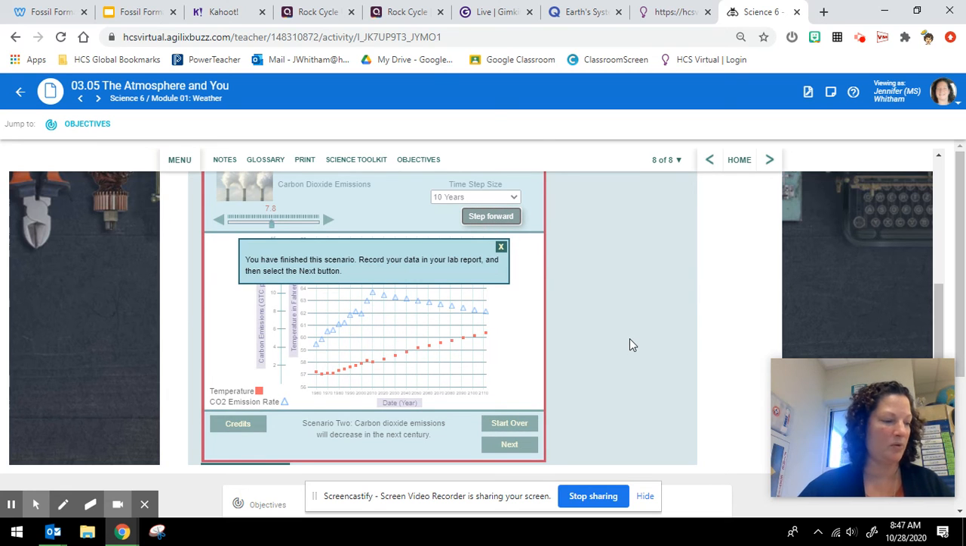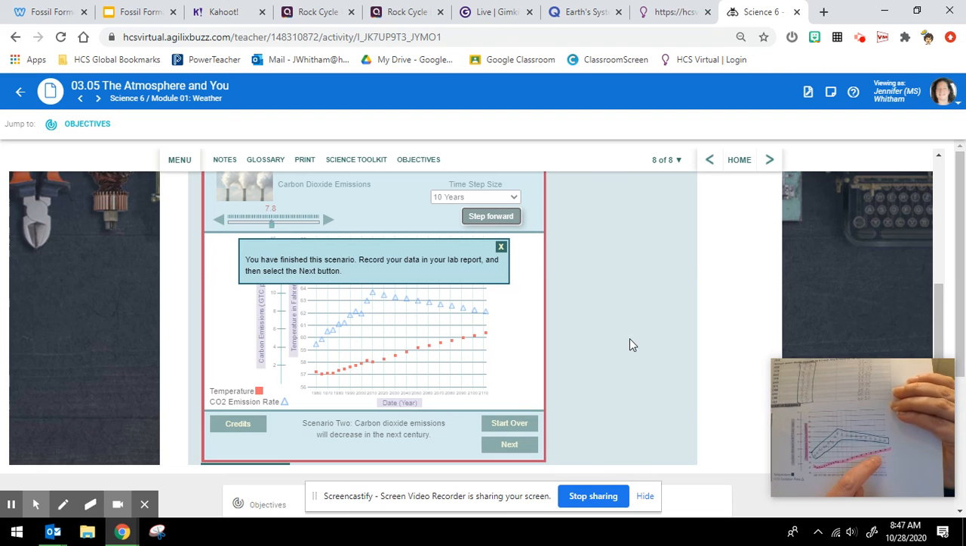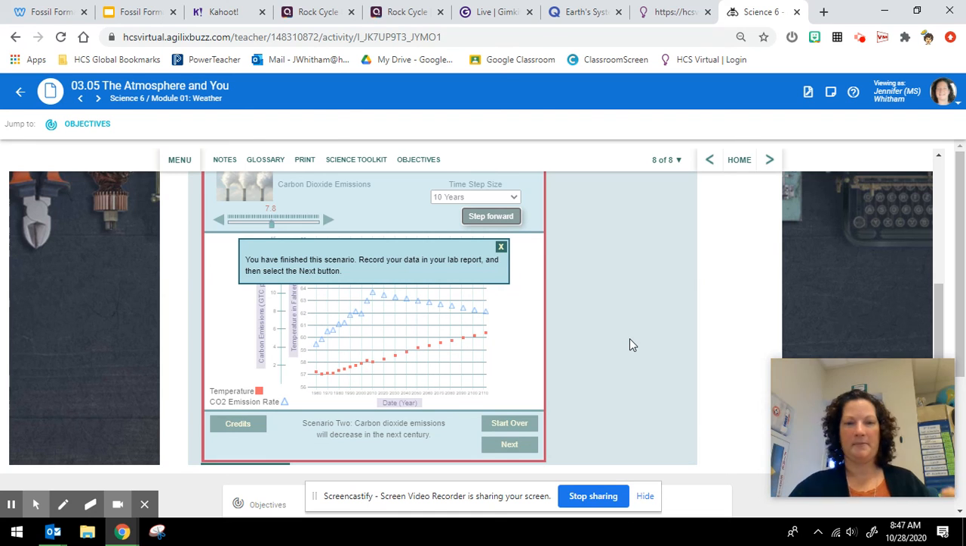Record your data in your lab report. Again, this is for scenario 2 on your paper. You have your data points where they should all be decreasing by 0.2 gigatons each time we step forward. It gives us the following data. And then this is our graph that we get. And you can see by looking at the pink line showing our temperature is increasing. So for scenario 2, our temperature shows an increase. And that's the scenario 2.